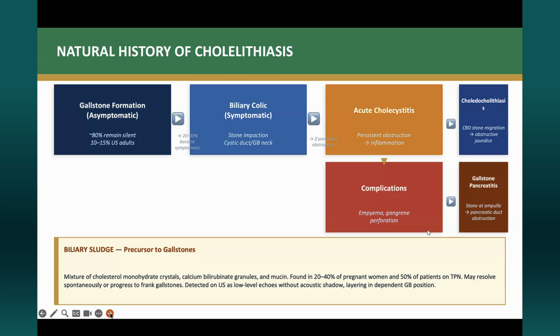There's still bile production. Then you develop empyema, abscess, gangrene, perforation. Then this is now linked to choledocholithiasis, common bile duct obstruction, and gallstones. The course that you have in patients with gallstones is linked to cholesterol crystals. So there is precipitation in 20 to 40% of pregnant women and 50% of patients on TPN. It may resolve spontaneously or progress to frank gallstones, detected in ultrasound, which produce now acoustic shadowing.